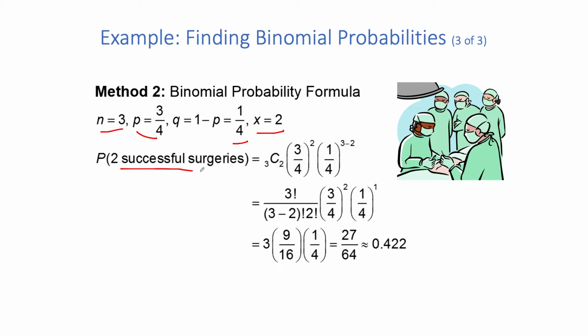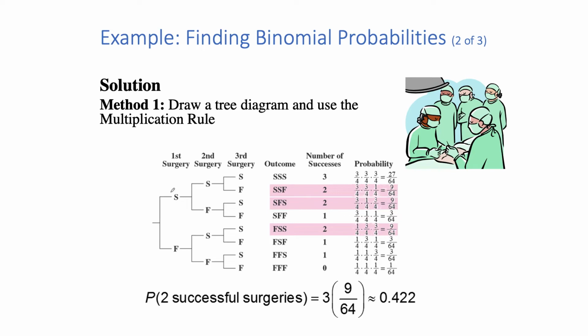So the probability of having exactly 2 successful surgeries, x equal to 2, is nCx, which is 3C2, times p raised to x. p here is 3 over 4 and x here is 2, times q, which is the probability of failure, 1 over 4, raised to n minus x, the number of failures. So n minus x is 3 minus 2, which is 1. Again, the formula for 3C2 is 3 factorial over 3 minus 2 factorial times 2 factorial, times p raised to x times q raised to n minus x. If you simplify that, it turns out that the probability that exactly 2 of these surgeries are successful is 27 over 64.